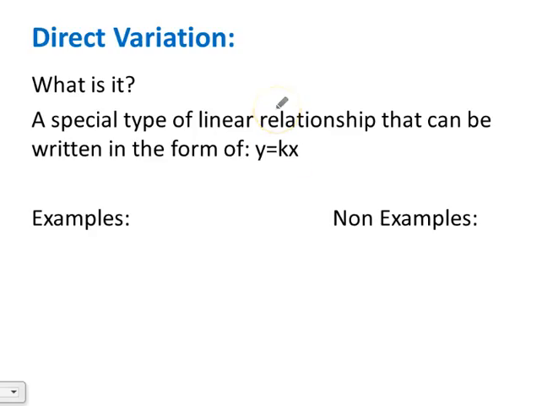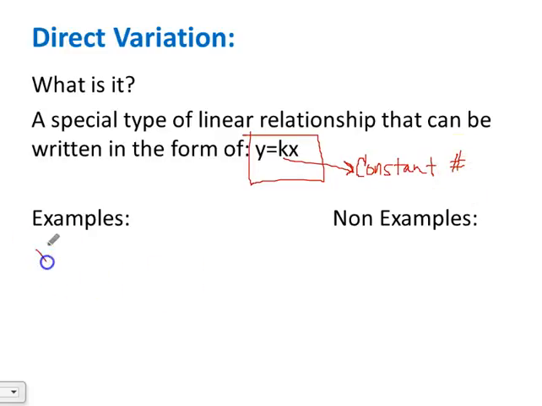The last thing you're going to learn about this week is direct variation. Direct variation is just a type of linear relationship that can be written in the form y equals kx. So write that down, where k equals a constant. We're going to put an actual number in there.